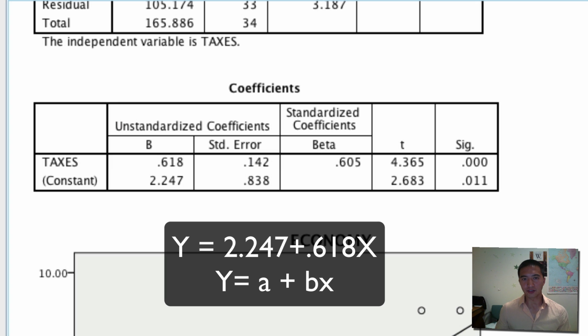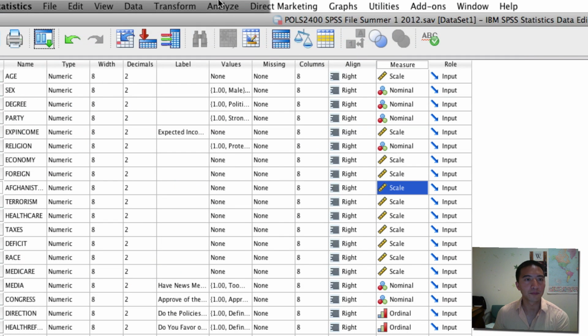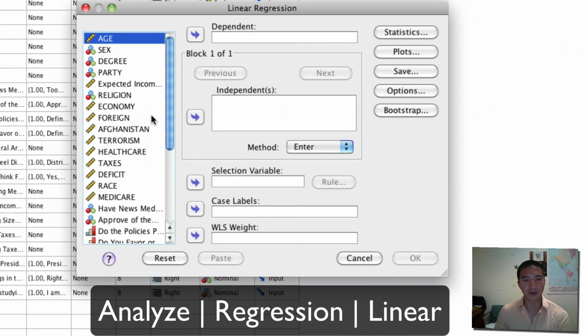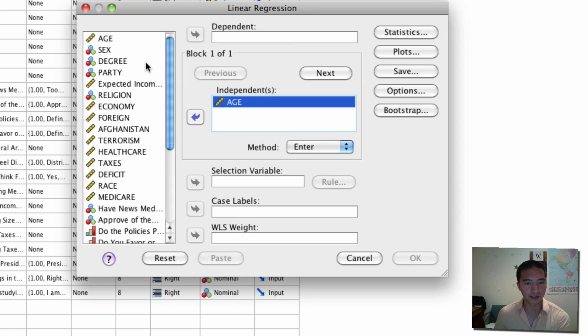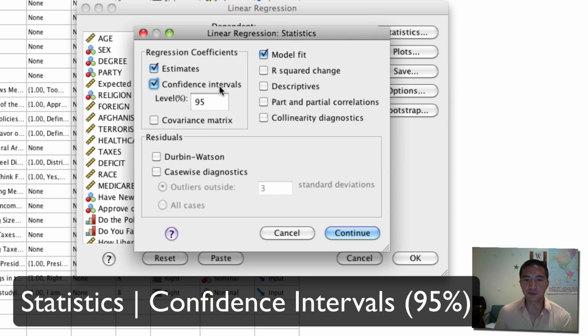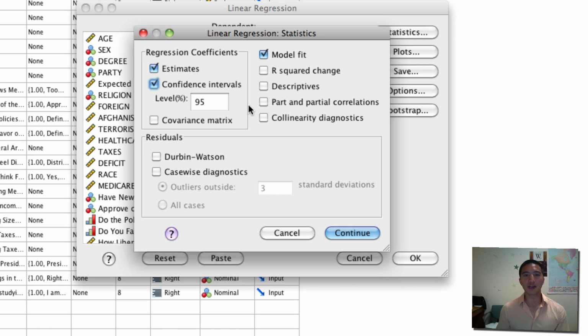Additionally, there's another way to check for significance. If we go back here, we can go to Analyze, Regression, select Linear, choose our independent and dependent variable again. It was taxes and economy. Go into statistics and select confidence interval level 95. Remember, we're using a 95% confidence interval in this course, in which we want to reject the null at least 95% of the time in order to consider a relationship to be significant. Choose descriptives and model fit.